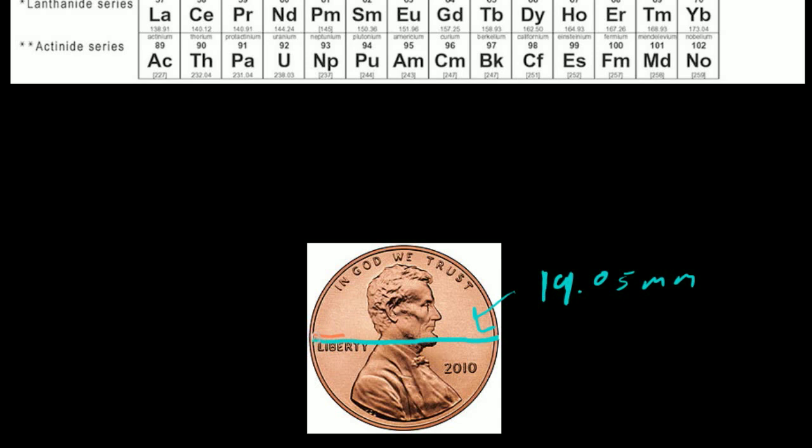How many atoms, if they're all directly lined up? We can't say that they're all going to be exactly lined up in a row right across the penny, but how many atoms are in this exact line? If we lined up atoms from this side of the penny to this side of the penny, how many atoms would that take?